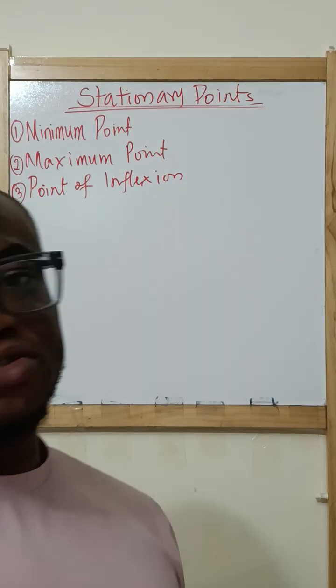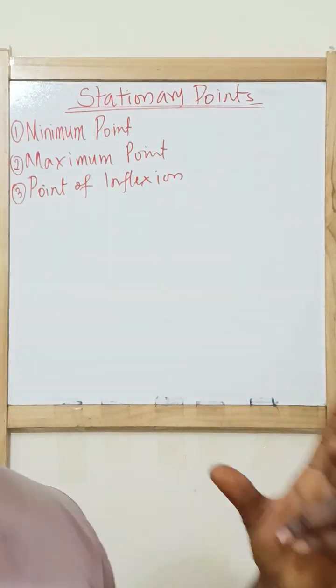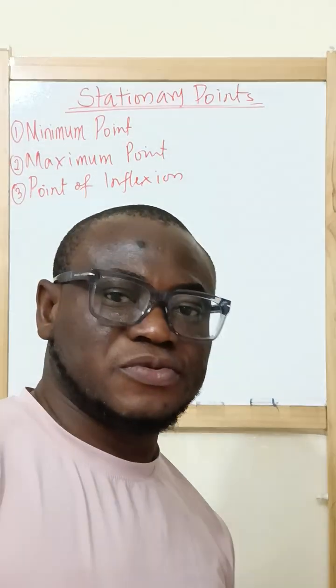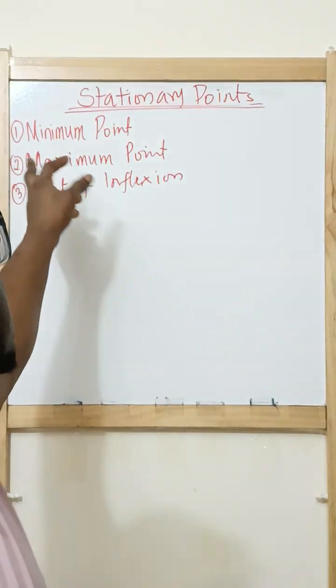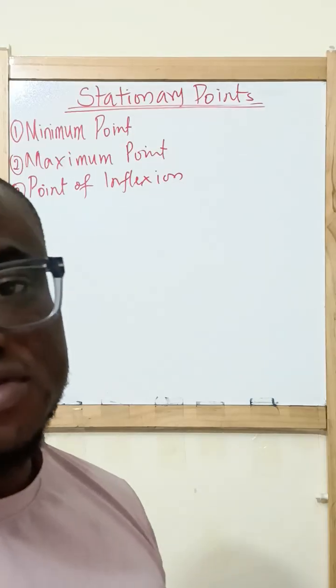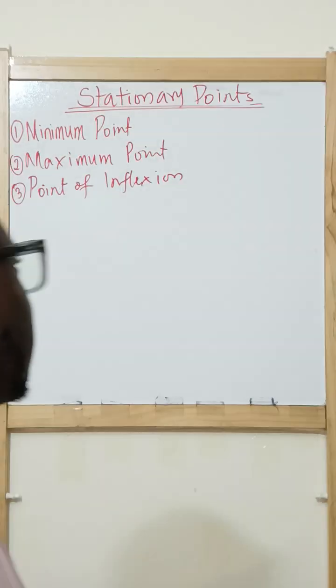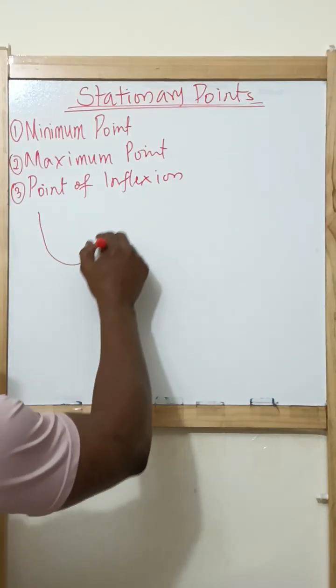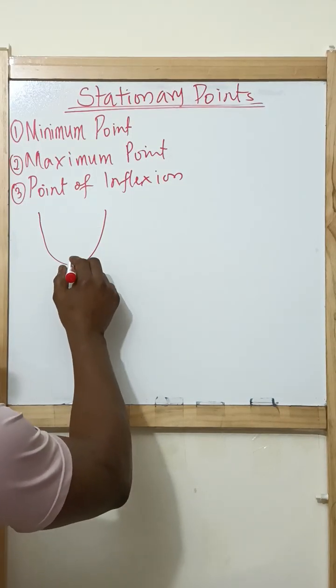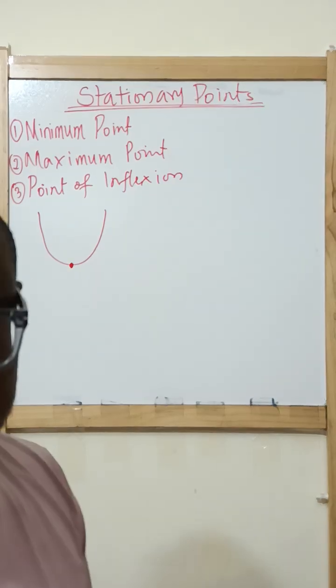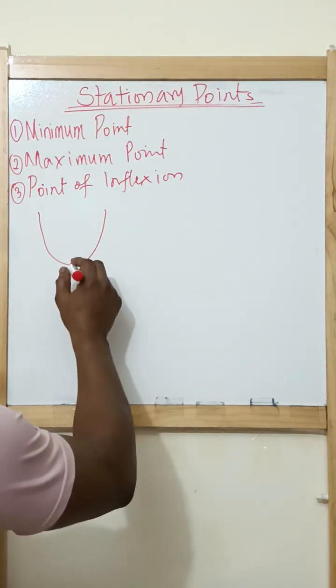Today we are looking at stationary points. There are three major types of stationary points: the minimum points, the maximum points, and the points of inflection. When we have a curve like this, it goes like this. This particular point is called the minimum point.